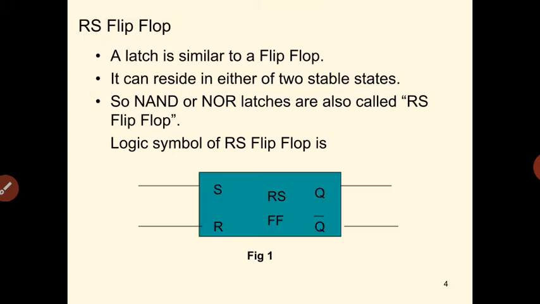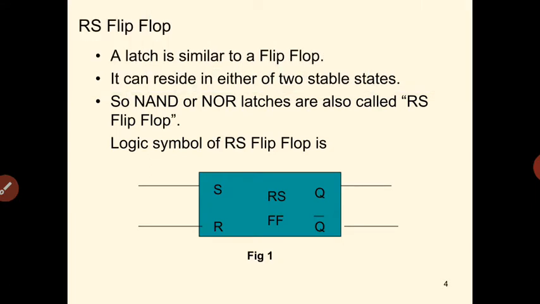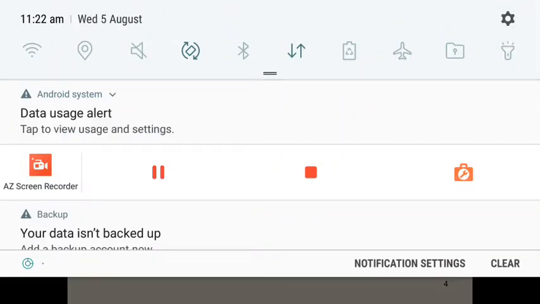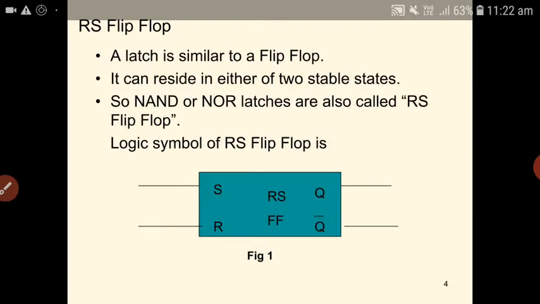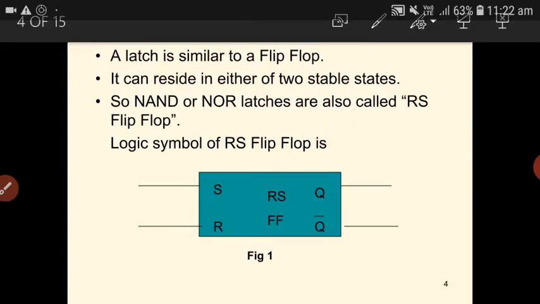The symbol of the RS flip-flop is like this. It will have two inputs, R and S, and two outputs which are complementary to each other, Q and Q bar. S stands for set, and R stands for reset. So the RS flip-flop is also known as the set-reset flip-flop.